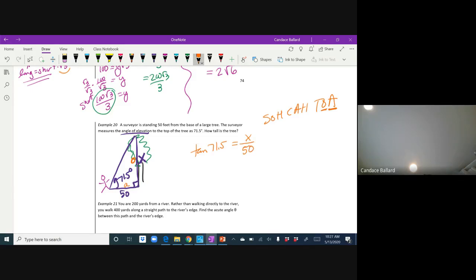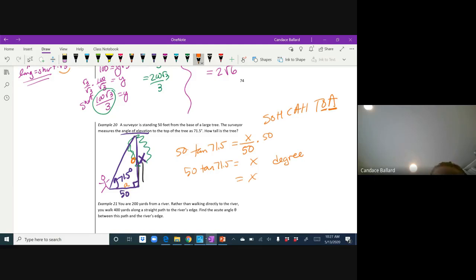Okay. And in the interest of time, I'm not going to do the calculator work. I'm just going to tell you what the answer is because we've shown you how to do this a couple times in the calculator. But I'm going to move the 50 to the other side by multiplying both sides by 50. So I have 50 times the tangent of 71.5 equals x. And when you do this in your calculator, you need to make sure it's in degree mode. We talked about modes the other day. If you're using Desmos, remember you have to switch it from radian to degrees.